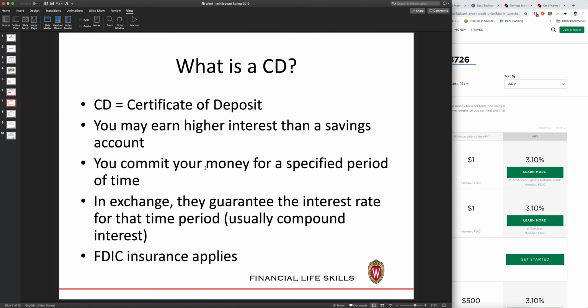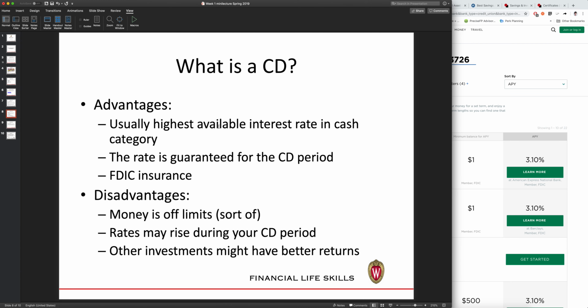So, the advantages of the CD, again, usually it's the highest available interest rate for any kind of cash investment. The rate's guaranteed. We've got the insurance. Downside, money's off limits, sort of. I mean, you can get the money back. It's just that you're going to give up some of the interest that you've earned and possibly a penalty. And the other risk is that the rate might rise during your CD period.